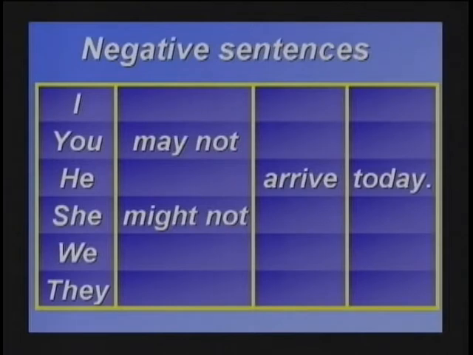Después, may not or might not. Fíjense que en este caso, not nos está indicando la negación. Después, el verbo que nos indica la acción concreta que se está realizando. Y por último, los complementos. Si utilizamos algunos elementos de esta tabla, nos quedaría, por ejemplo, he may not arrive today. Or, they might not arrive today. Copia esto en tu cuaderno.